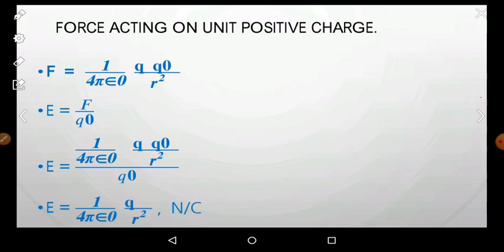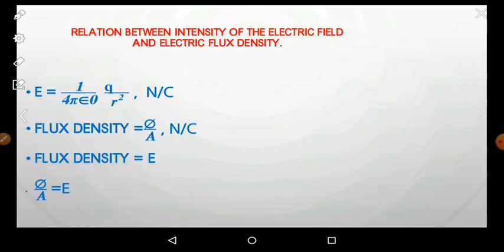Now coming to the next point. As I said, we complete this lesson with a relation between flux density and E. We have E equals 1 divided by 4 pi epsilon naught q by r square. So this is Newton per Coulomb, as I said, the unit here, and we have the flux density also.